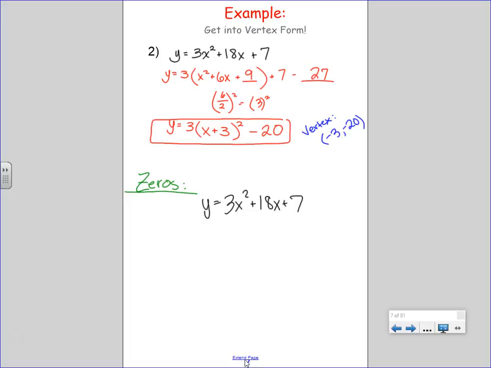Set the y equal to 0. Define the zeros, yes, set the y equal to 0, but how do we keep going? Multiply the 3 and 7. A times C, or first times last, and ask yourself the question, what factors do I have? Can I factor this one? No. What am I looking for?